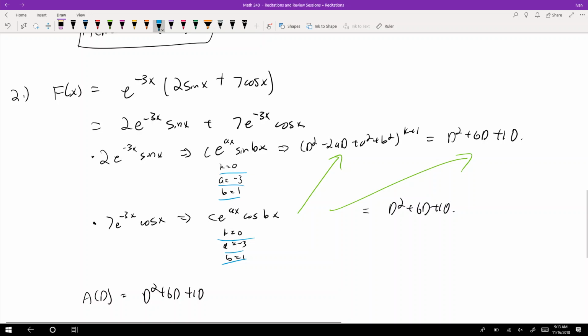All right? And in this case, k is 0, so that's the highest one we take, which is going to be d squared plus 6d plus 10. So what I mean by that is that if this term was like d squared plus 6d plus 10 to the 7th, but this term up here was still d squared plus 6d plus 10, my annihilator would be this guy to the 7th. I would just take the highest power annihilator if they shared the same a and b's. But in this case, the highest power is just the regular guy.